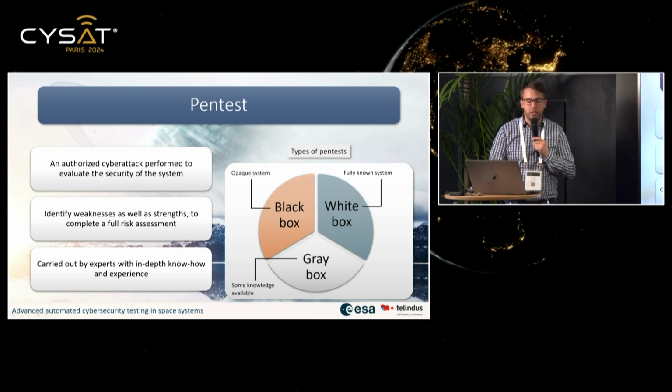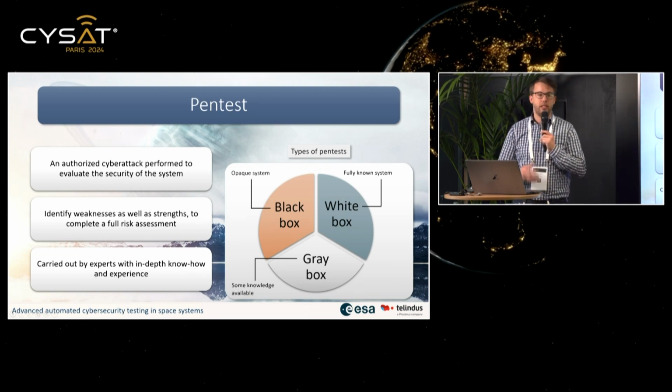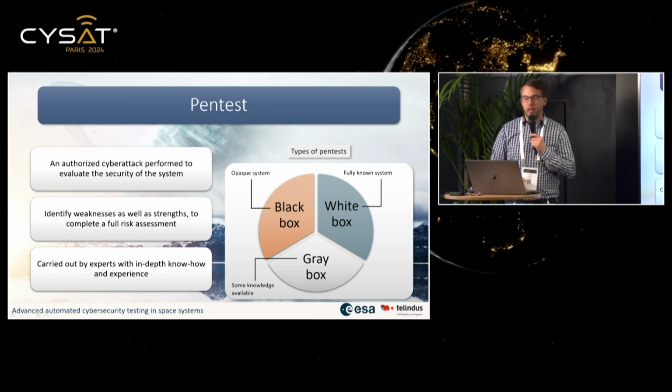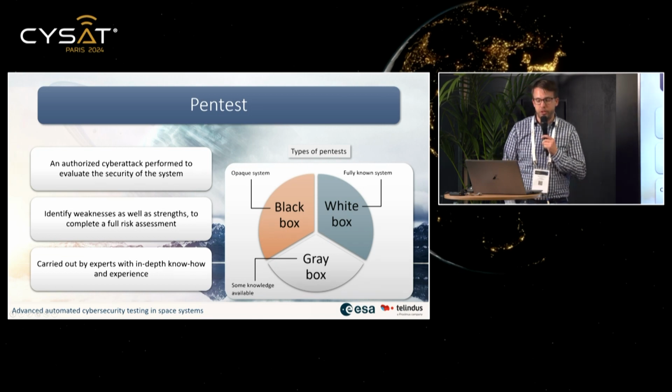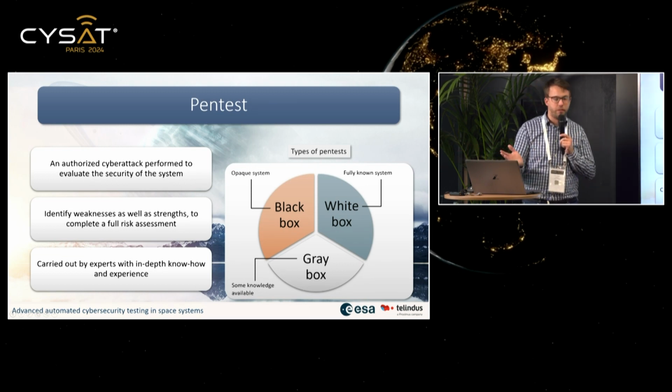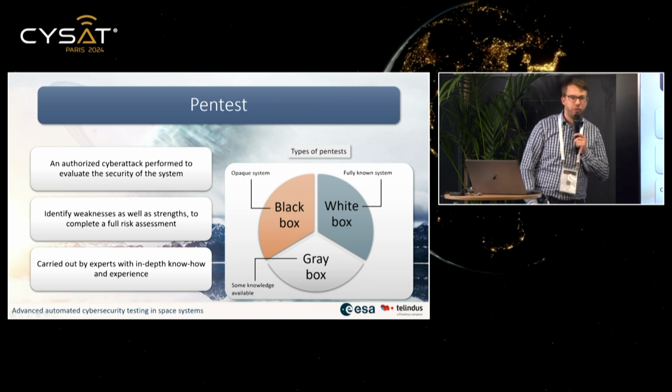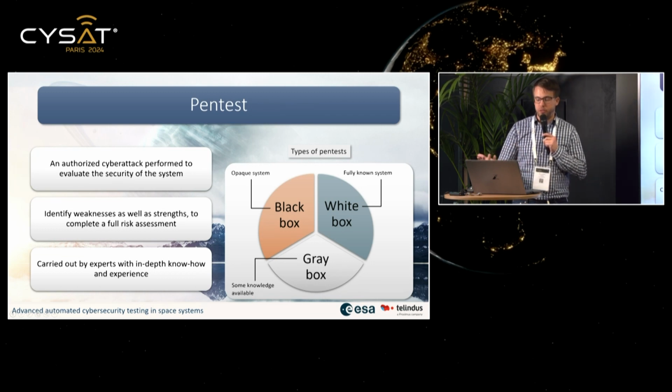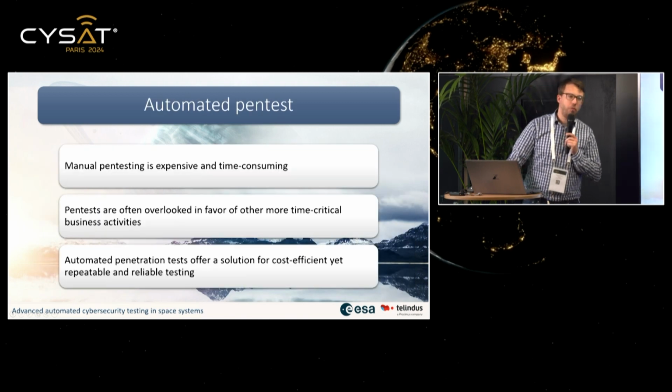Notably, it's carried out by security experts that have a deep know-how in how to attack those systems. They don't need especially deep knowledge on the system itself, but especially how to attack those. There are various types of pen testing, basically approaches. One is a black box, which is you have no information about your system. Then you have the white box where you have everything, source code or whatever. And of course, in between, the gray box. So our goal is, of course, to be able to do those kinds of pen tests. And we want to automate them.